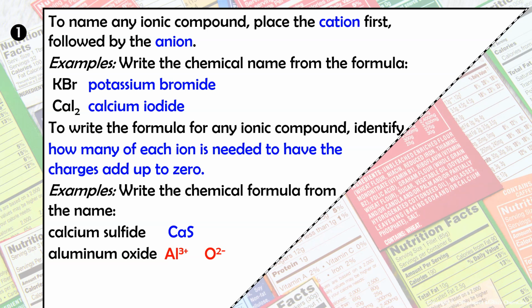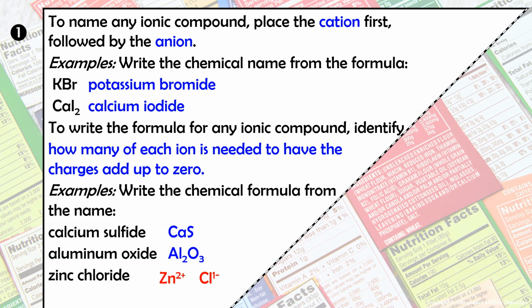For aluminum oxide, again, you need to look up the charges and add just enough of each so that the charges add up to 0. The best way to think about this one is what number do both 3 and 2 go into evenly? If you said 6, you'd be right. And so that means that you need to add enough of each ion so that they add up to positive 6 and negative 6. So the formula would be Al2O3.